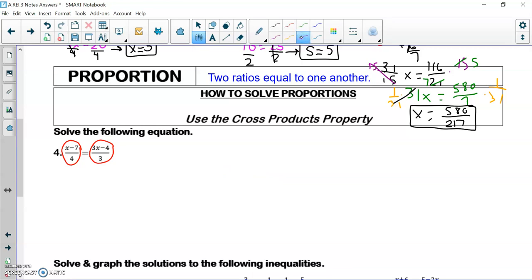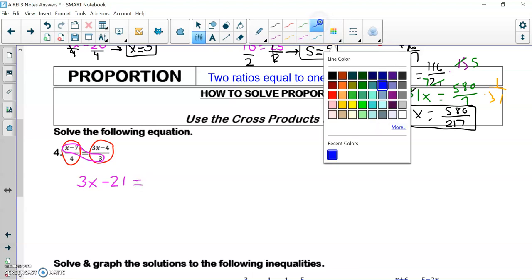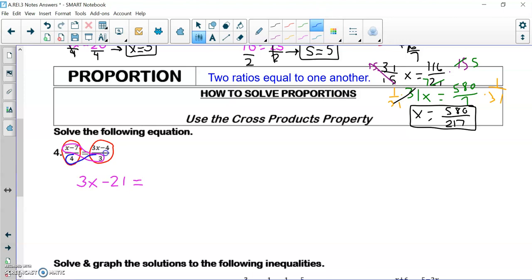The cross products property states that we take the numerator of my first fraction and multiply it by the denominator of my second fraction. An x minus a 7 times a 3, we need to multiply the 3 by the x and by the minus 7, so we get a 3x minus 21. And then we write an equal sign, and then we take the denominator of my first fraction multiplied by the numerator of my second fraction. A 4 times a 3x minus a 4, we need to multiply the 4 by the 3x and by the minus 4. And this is now an equation that we've been dealing with.